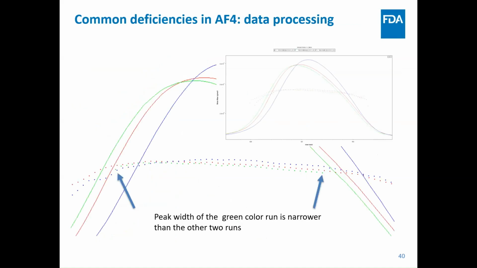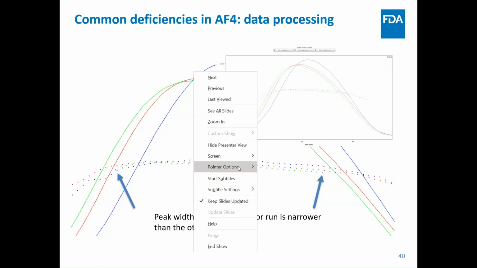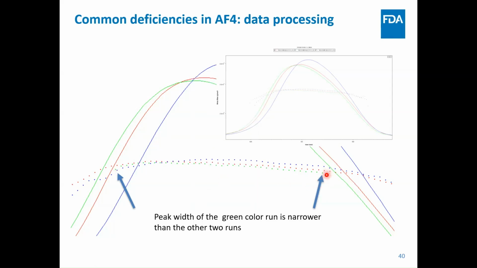So the third deficiency we have seen in the application is the inconsistent data processing, which is actually important here. Here, you can tell that the peak width of this green one is quite different from the rest of the two analyses. I think these are three repeat runs for the same sample.